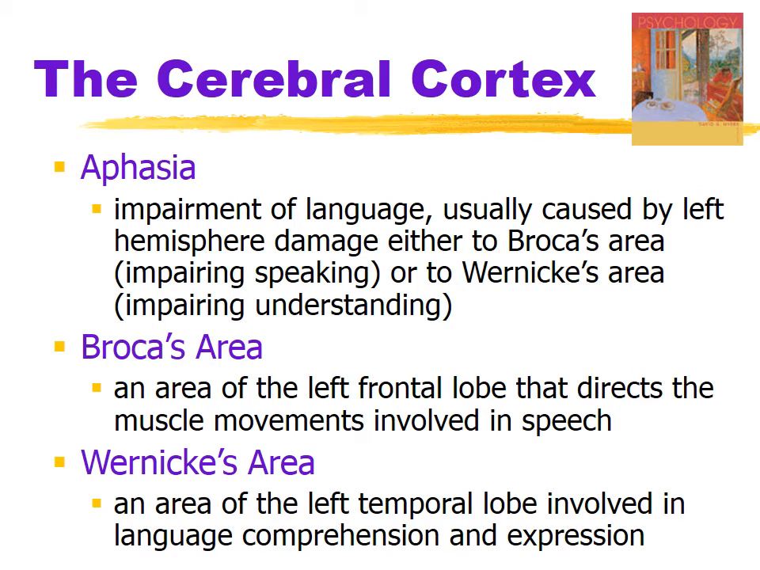Two language areas of the brain, the Broca's area and the Wernicke's area, two among others. Broca's area helps us form words and speak. The Wernicke's area helps us make sense. So the Broca's area is in the frontal lobe, the Wernicke's area is sort of bordering the parietal and the temporal lobes.